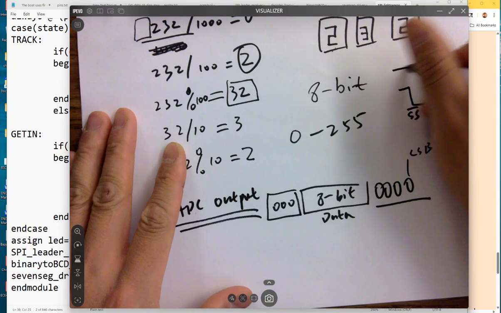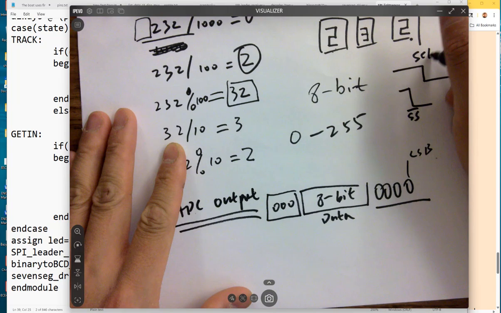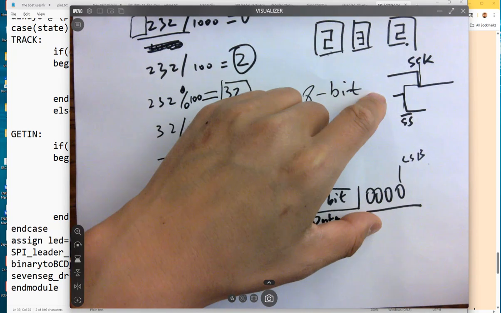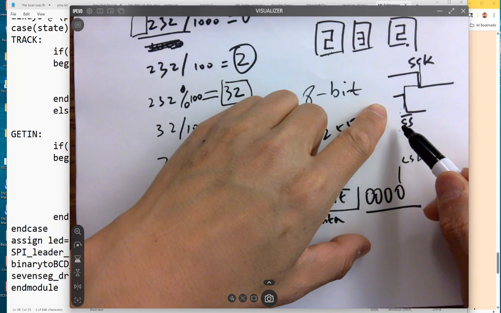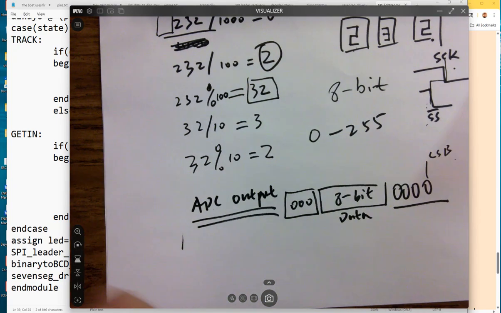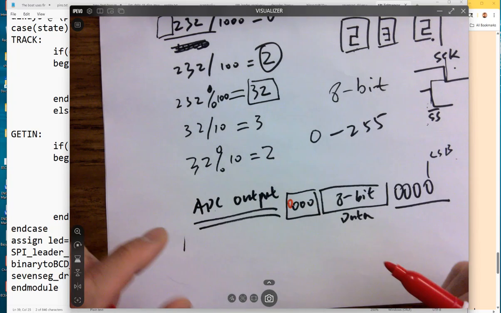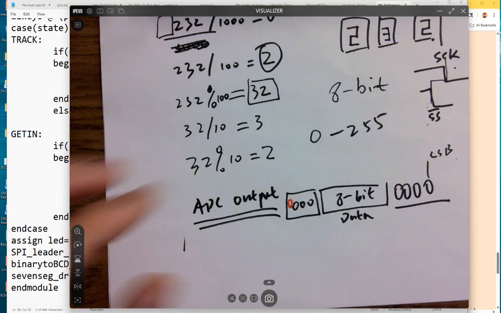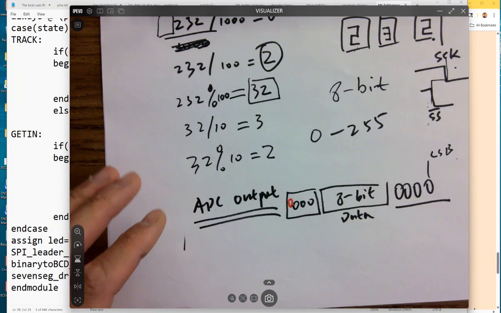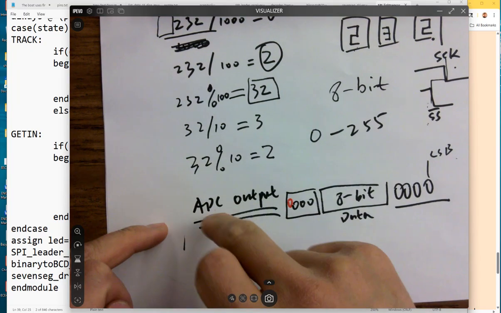SS happens before the clock, right? They should be aligned. It should be synchronized. But just in case this happens before it, it's going to generate an extra 0 here, making it 4 leading zeros for the data, the message to be sent out as a converted output.